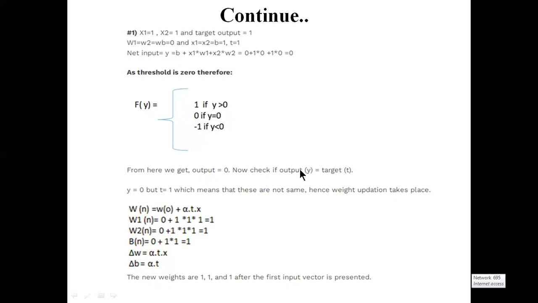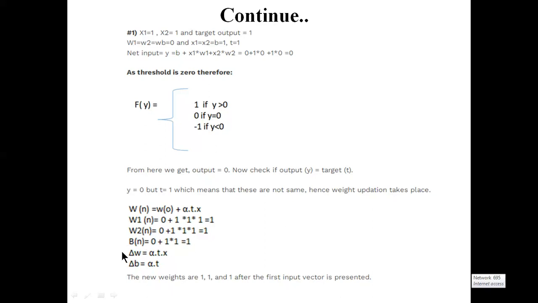But let's check whether the output y equals the target t. You can see the output is 0 but the target is 1. So obviously the condition is not satisfied, so weight updation will take place as per the earlier equation. The new weight w1 will be 0 plus 1 into 1 into 1, that is 1, the new weight w2 is 0 plus 1 into 1 into 1, that is 1 also, and the new bias is 0 plus 1 into 1, that is 1.